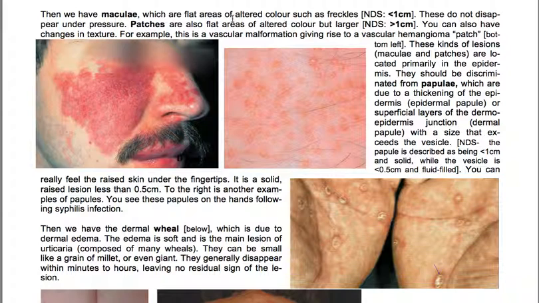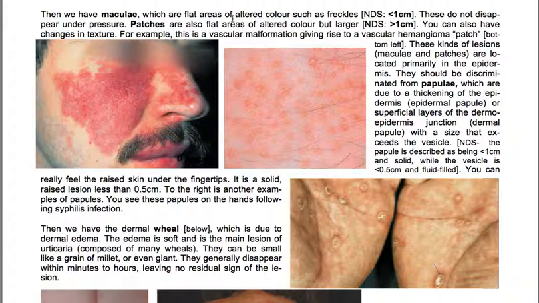They should be discriminated from papules, which are due to a thickening of the epidermis, epidermal papule, or superficial layers of the epidermis junction, dermal papule, with a size that exceeds the vesicle. So, the papule is described as being less than 1 cm and solid, while the vesicle is less than 0.5 cm and fluid-filled. You can really feel the raised skin under the fingertips. It is a solid raised lesion less than 0.5 centimeters. To the right is another example of papules. You see these papules on the hands following syphilis infection.